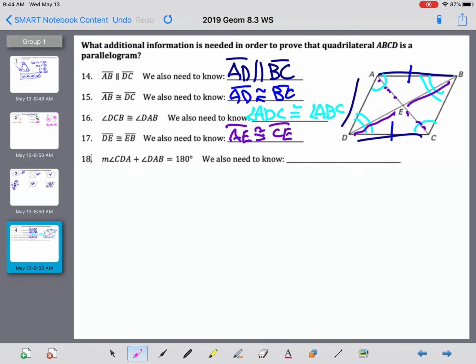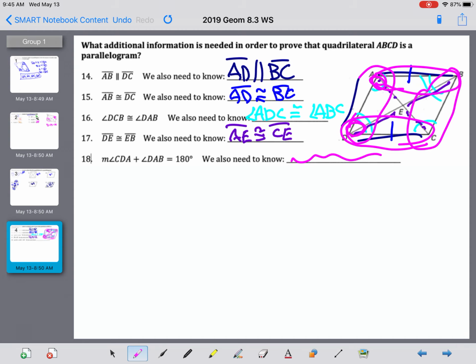And if CDA, if this angle and this angle added up to 180, we would also need to know that these two added up to 180, these two added up to 180, and these two added up to 180. So basically, we'd have to have all consecutive angles. And that's good enough for that one. So hopefully this helped you get through the assignment.